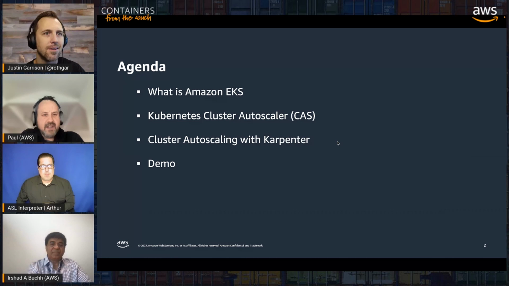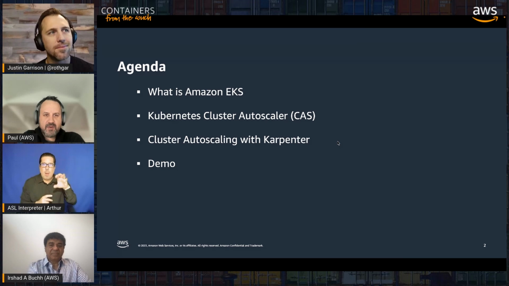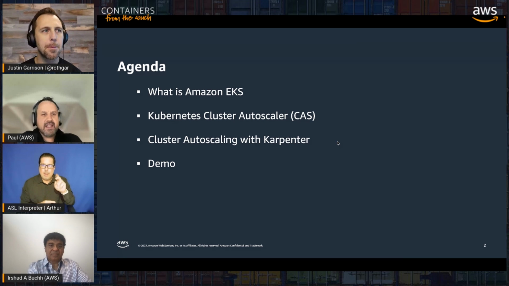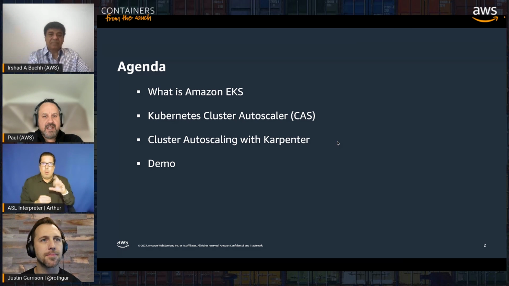So thanks, Justin, for the intros. From an agenda perspective, we're going to cover a couple topics, which many of you are probably aware of. We're going to just quickly talk a little bit about Amazon EKS. We're going to dive into the predominant cluster autoscaler that folks are using. And then we're also going to talk about cluster autoscaling with Karpenter. And then we're going to do a demo, which is probably why all of you are here, really. Everyone loves demos. So let's hop to the next slide, Arshad.